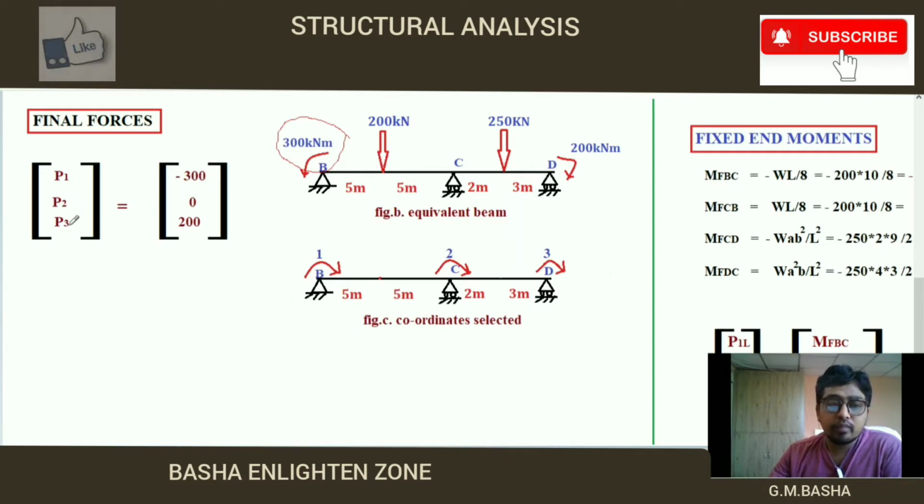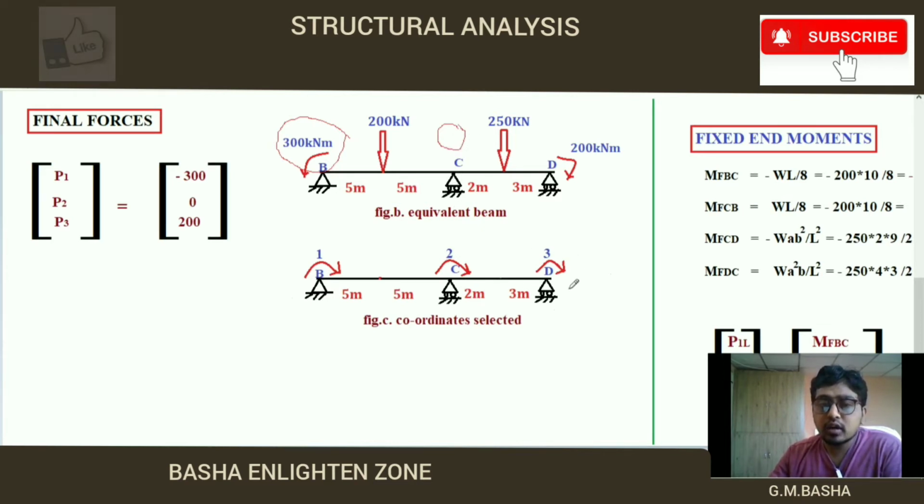Similarly at P2, if you see at second coordinate position at C, if there is any additional moment or any direct moment given in the question... there is no direct moment given in the question. That is the reason your final force P2 will be equal to 0. Based on the coordinate position only, we are selecting that final forces.